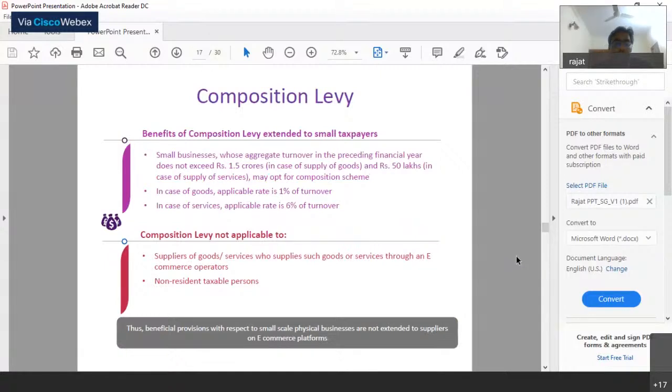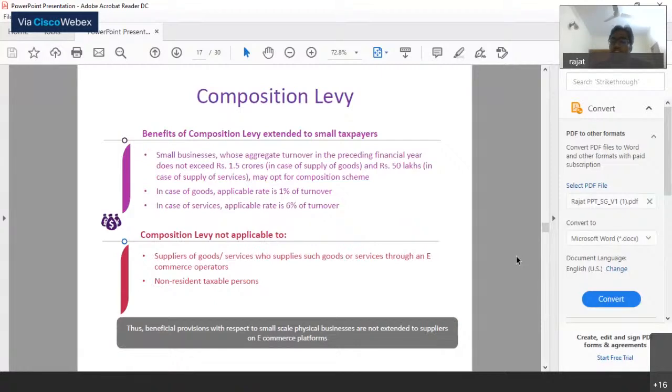Now, I come to the concept of composition levy. We've discussed that there are certain beneficial provisions under the GST law with respect to small taxpayers. We've discussed registration. Similarly, small taxpayers having a turnover of only up to 1.5 crores in case of supply of goods and rupees 50 lakhs in case of supply of services may opt for a composition scheme.